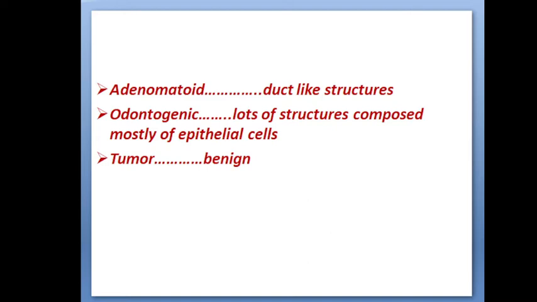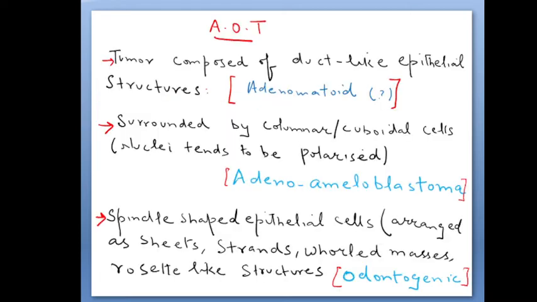The term odontogenic indicates that there are lots of structures composed of cells which can form the odontogenic apparatus. In this, the epithelial cells can be arranged in the form of islands, follicles, strands, or sheets of cells. As the tumor doesn't show any metastasis and is not ulcerated, the term benign is used. AOTs are tumors composed of duct-like epithelial structures, so the term adenomatoid.